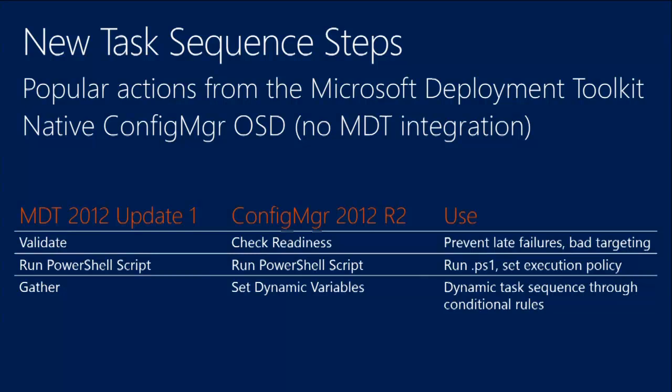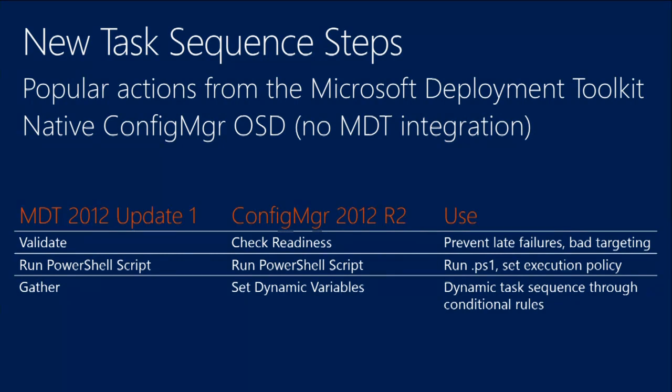So the validate step we're now calling check readiness. It does basically the same thing. It checks a few key properties, and really the value here is being able to catch a problem before it does anything really drastic, like installing an OS or partitioning a disk. I've actually seen instances at customers where they misdeploy a task sequence to a collection, or a system gets added into a collection it shouldn't. So in one case, a customer actually reinstalled one of their Exchange front ends with Windows 7. Obviously caused some major mail issues.